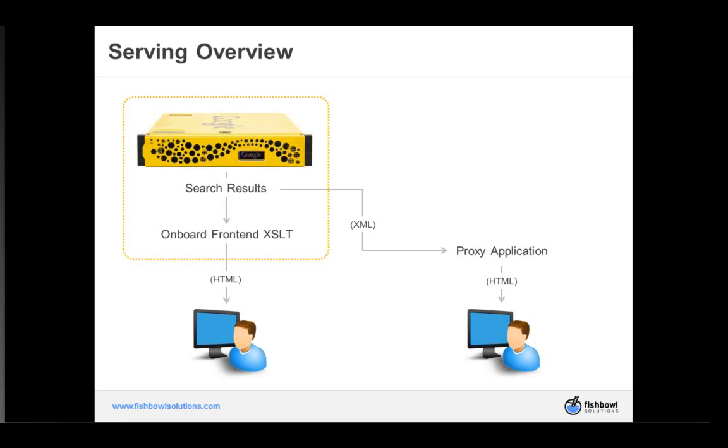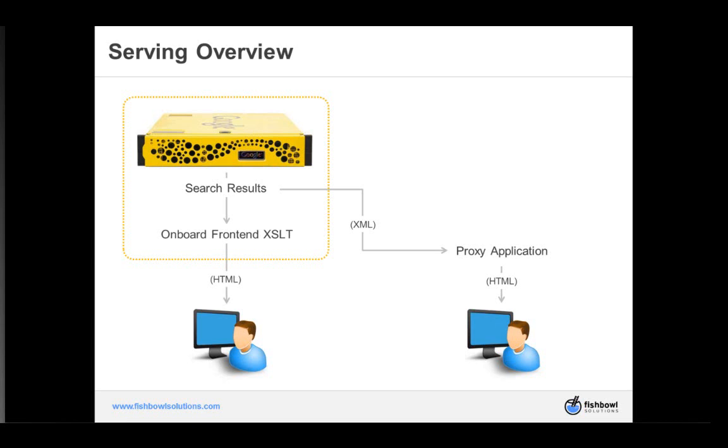That's all going to be presented on an HTML page to the user that's hosted on the GSA itself. The other option is to use a proxy application to handle this, in which case the GSA would return the raw search result data as XML to the proxy application, which could be your portal, and then that's going to take care of displaying the results.